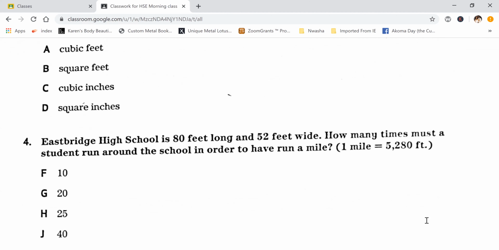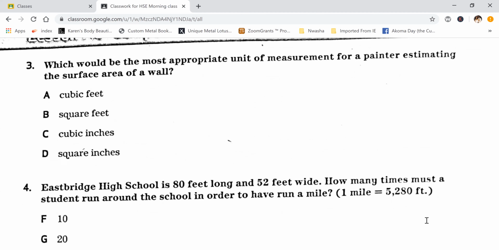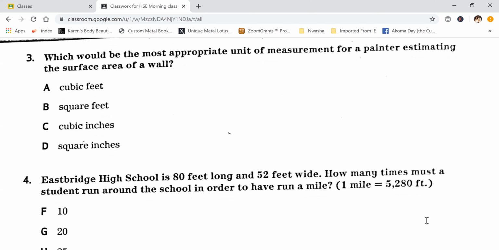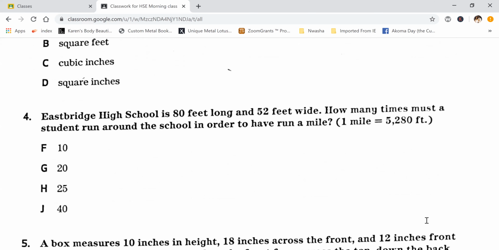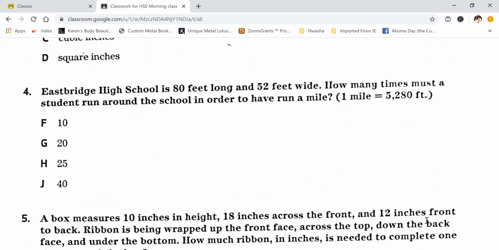So this is another one where you don't need to do any math. You're really just focused on the definition of the word. This could be one of the ones that is considered an easier question or the introductory level. Like how we said your test is going to go back and forth between 9th grade, 10th grade, 11th grade, and 12th grade. So let's take a look at number 4. East Bridge High School is 80 feet long and 52 feet wide. How many times must a student run around the school in order to have run a mile?